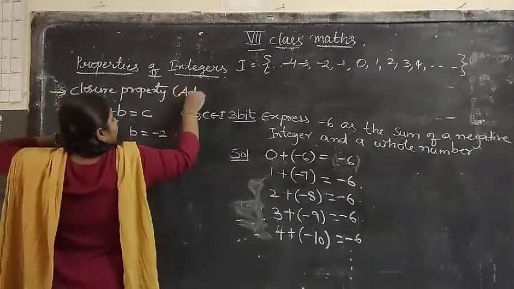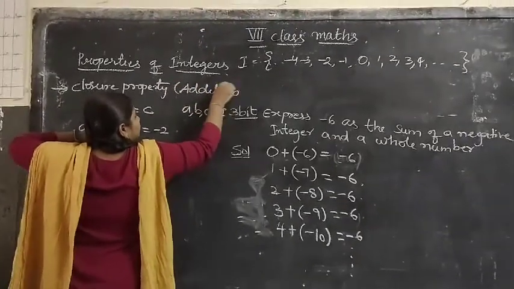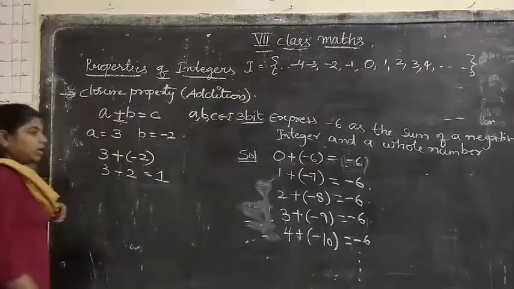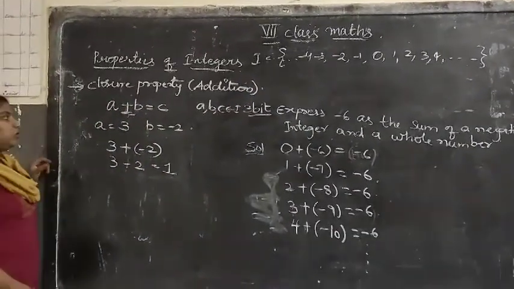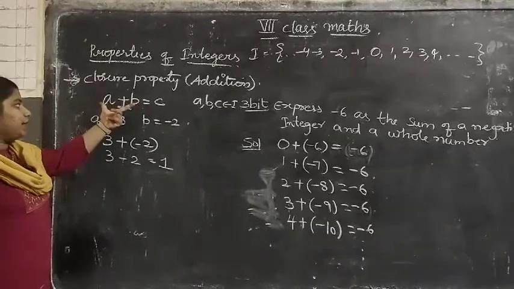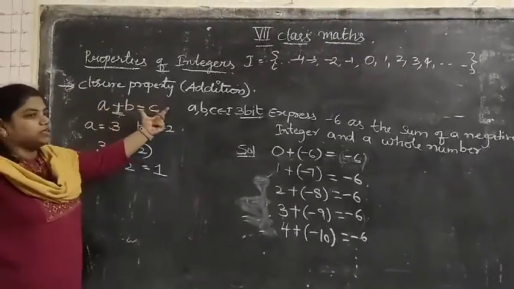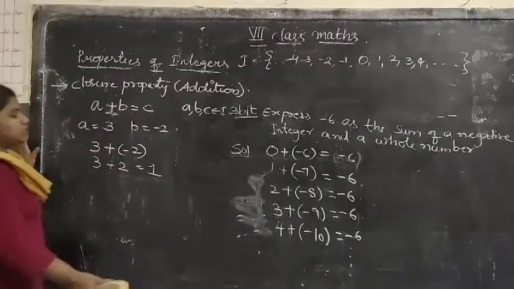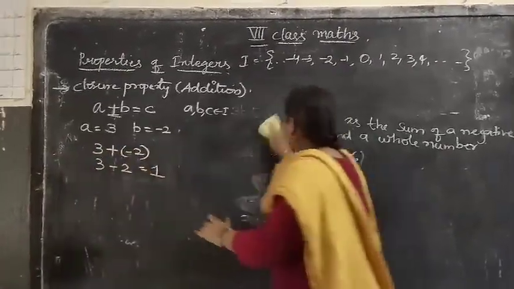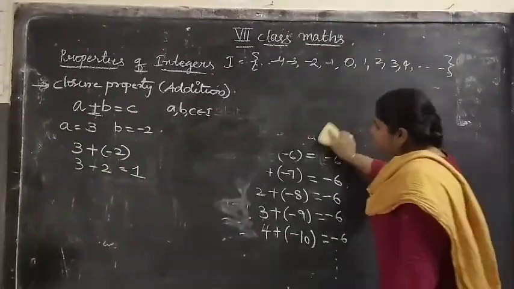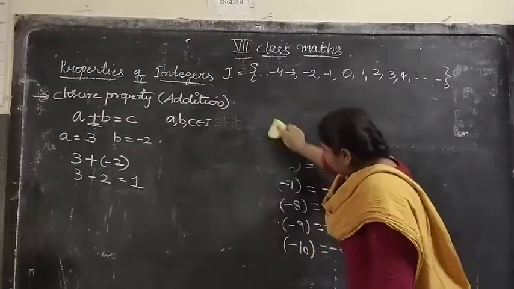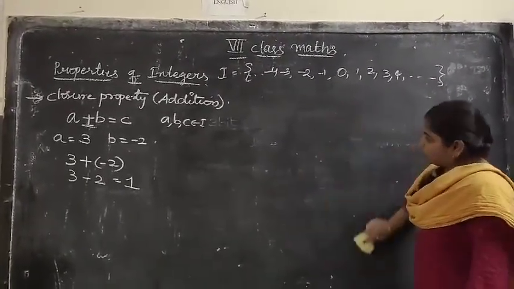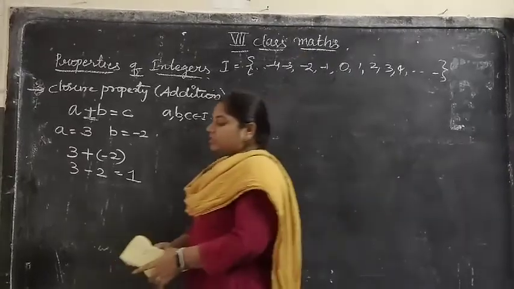This is under addition. So what is the closure property? Closure property means if you are adding any two integers, again the result should be an integer. So next, how many operations are there? Our fundamental operations: addition, subtraction, multiplication and division. So already we have proved that in addition closure property is satisfied. Now we will see for subtraction.